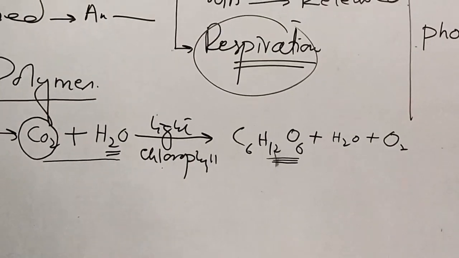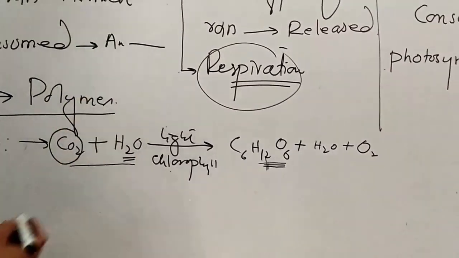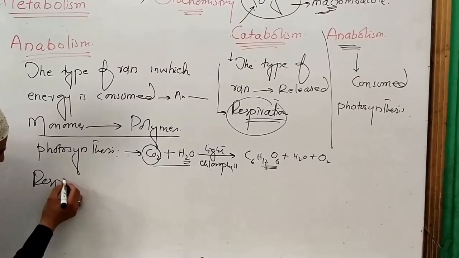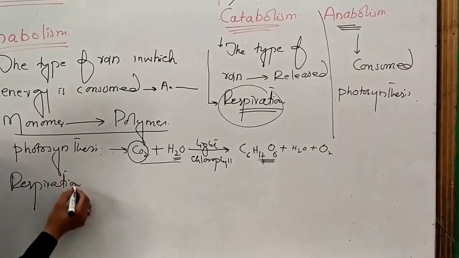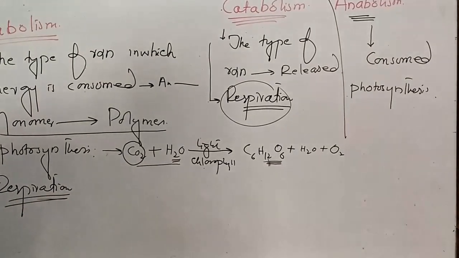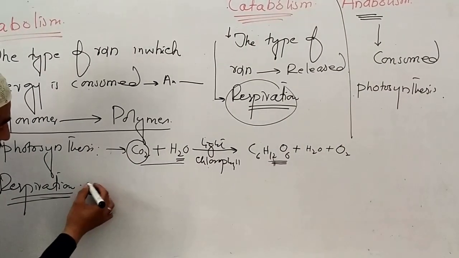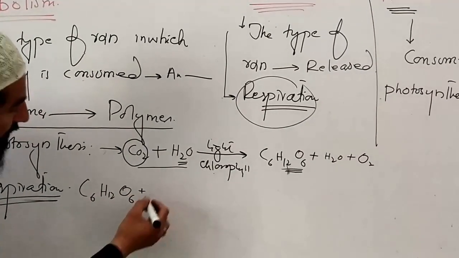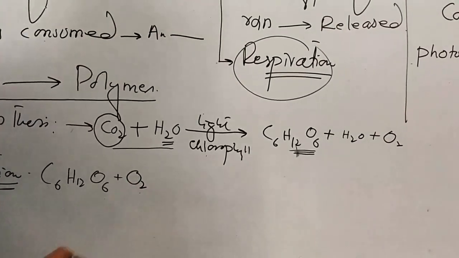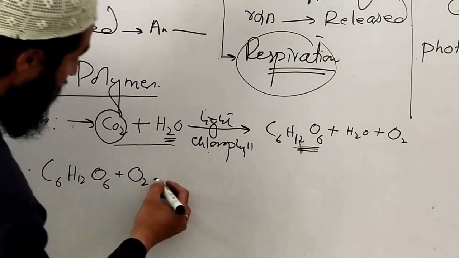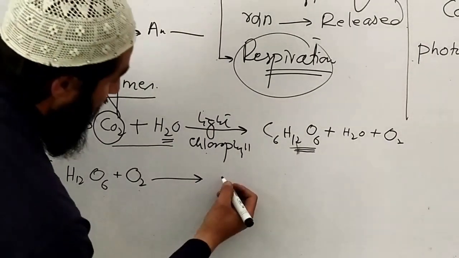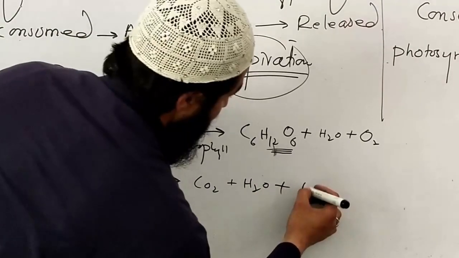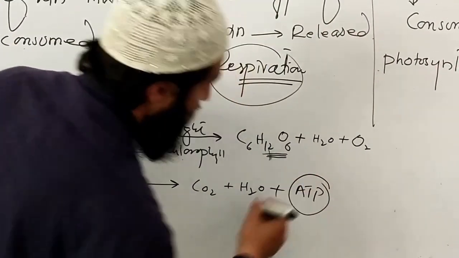Anabolism. If we take catabolism, then we have respiration. The polymer formed at the end of photosynthesis, means C6H12O6, oxygen is combined with it, means an oxidation reaction takes place and converts the polymers into monomers like CO2, water plus what? Plus energy. It is in the form of ATP.